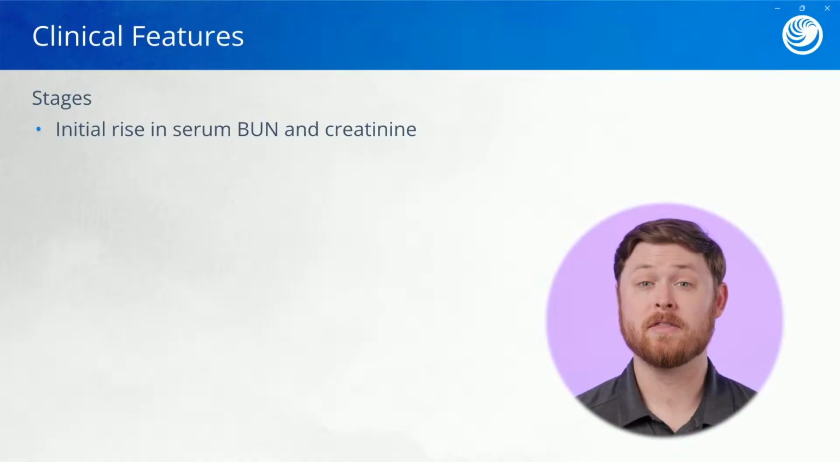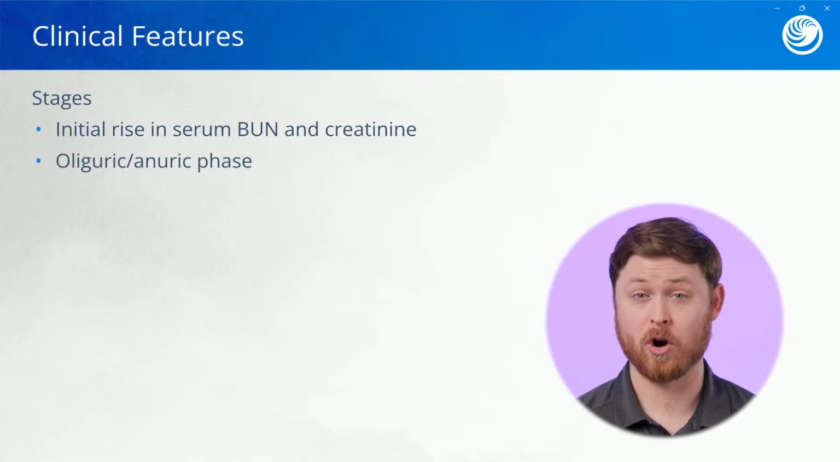One way we can monitor for whether or not the client is developing AKI is to see if they have a slight increase in BUN and creatinine levels. BUN and creatinine are waste products that are eliminated by the kidneys and can be correlated and associated with overall kidney function. The second phase is the oliguric, meaning low urine output, or anuric, meaning no urine output.